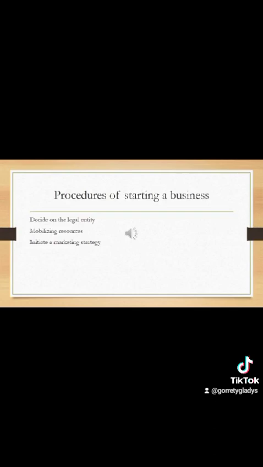Perhaps when you have a high cost of production, you should not go beyond what makes a return to your business. Those are the procedures for starting a business. Can you remember we started with making a business plan, drawing a budget, then we decide on the legal entity, then we mobilize resources and initiate a marketing plan.